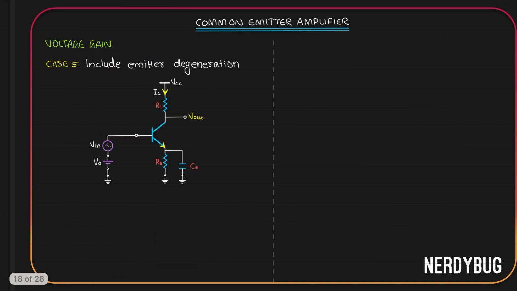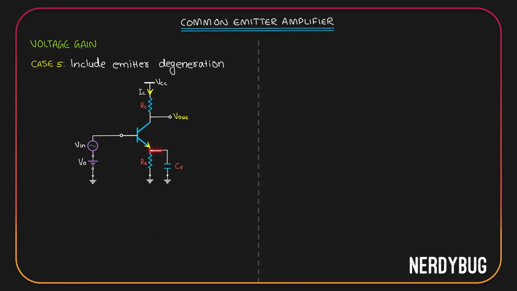This is what we do. We will add a capacitor parallel to RE. Since it is connected at the emitter, I will call it CE. Now, how does this help? We know a capacitor only lets AC signals pass through it. It will block all the DC signals.